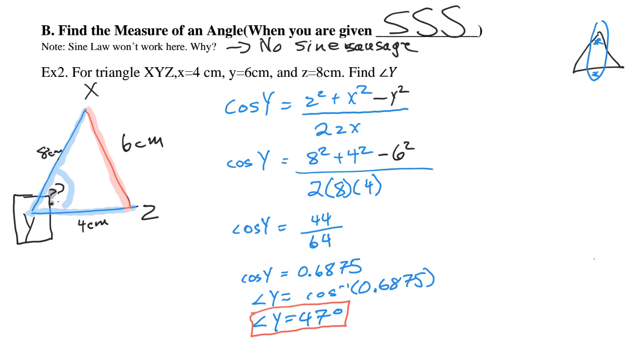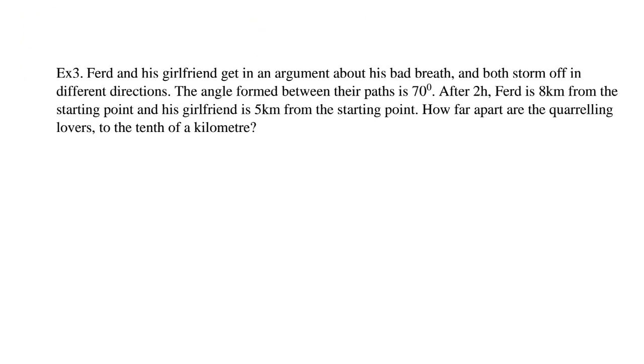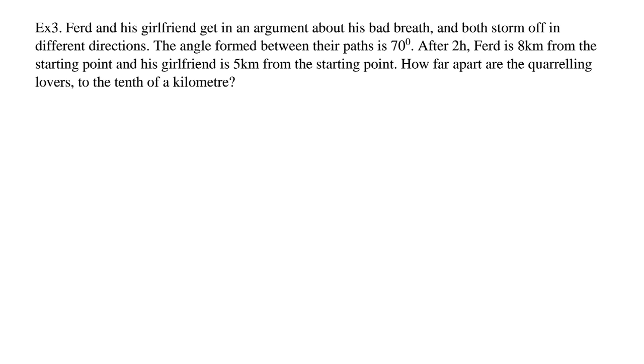All right, now let's move on to our last problem of the day, which is a word problem. Ferd and his girlfriend got into an argument, okay? They absolutely hate each other right now because Ferd actually has bad breath, all right? And both storm off in different directions. The angle formed between their paths is 70 degrees. So the moment you hear something like that, you know you're going to have some form of triangle.